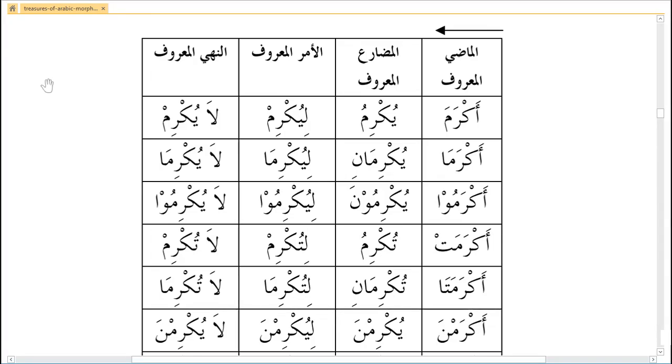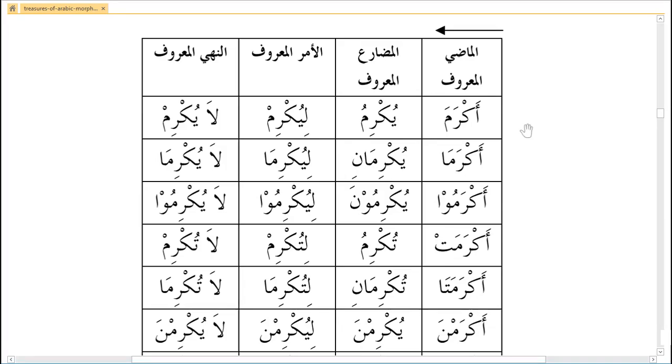Akrama Yukrimu Ikraman. The If'al is coming from the masdar Ikram, or Ikram is coming from If'al. So If'al, Ikram, Akrama Yukrimu Ikraman. That was the Sarfi Saghir we studied in the previous lesson. So now in this lesson we will be learning the Sarfi Kabir.